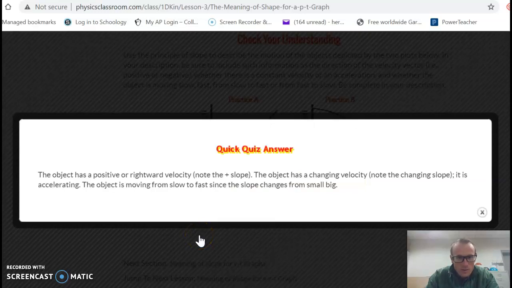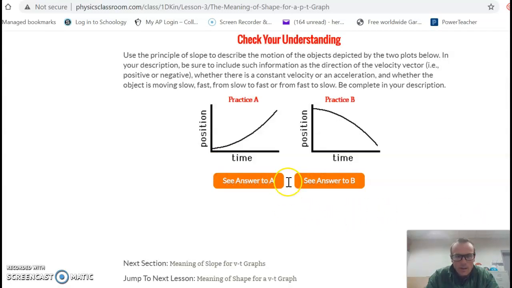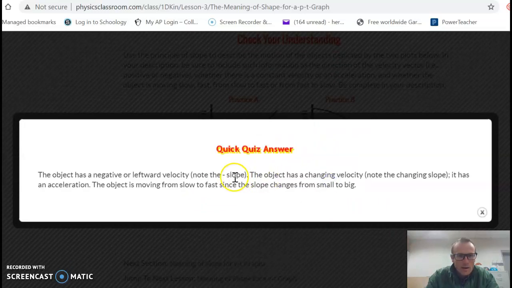There is the quick quiz answer. The object has a positive rightward velocity, and the object has changing velocity. It is accelerating, so it's moving from slow to fast. If you said that, good job. This is basically the opposite. Object has a negative leftward velocity because of the negative slope. The slope is changing because it's curved, and this time it's going from slow to fast.